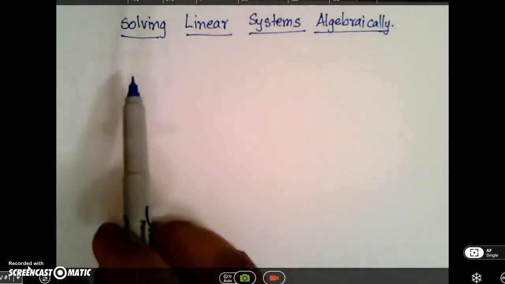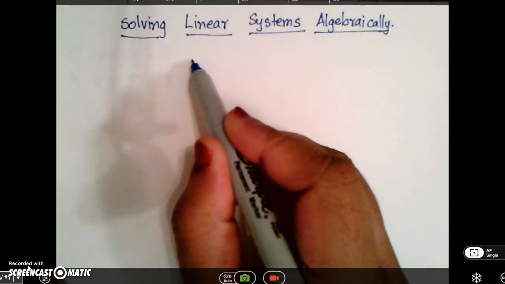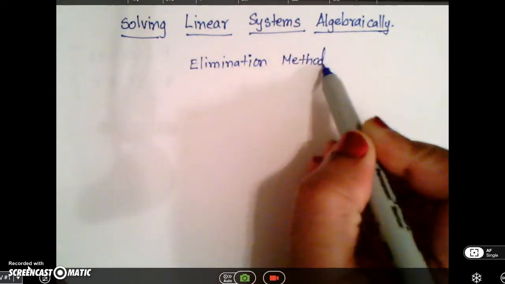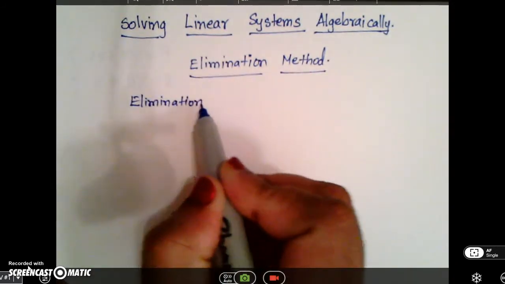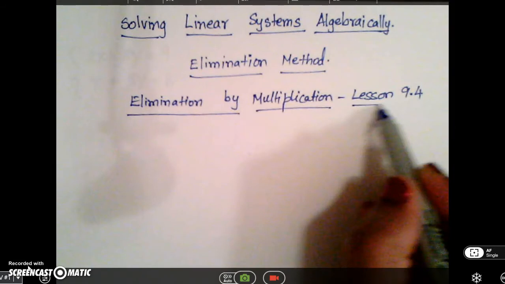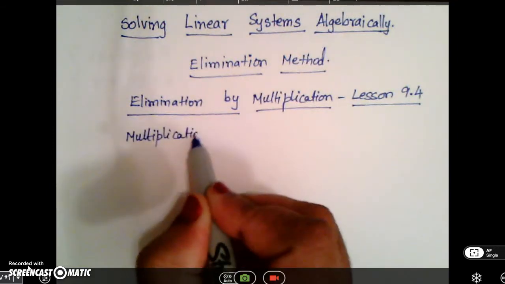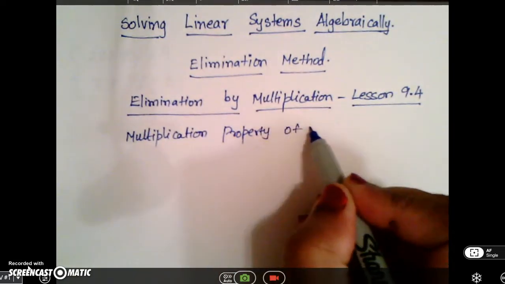Hi, we are still solving linear systems algebraically. We saw the elimination method earlier, elimination by addition. That was lesson 9. We are continuing to learn the elimination method, but this time we're going by multiplication. In 9.3 we did elimination by addition and we used the addition property of equality, which made it possible for us to eliminate a variable. So now we are going to use the multiplication property of equality, which will make it possible for us to eliminate a variable by which we can solve the system.